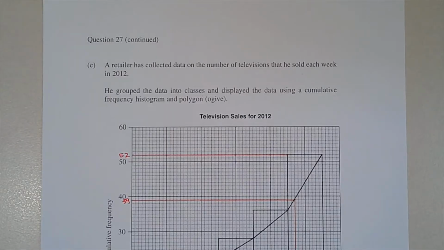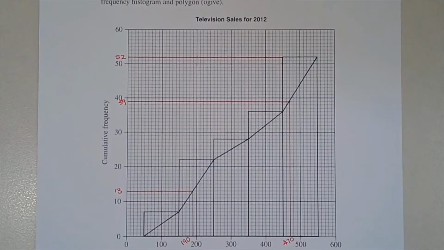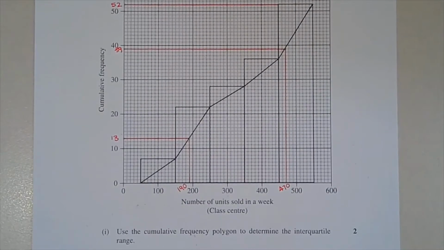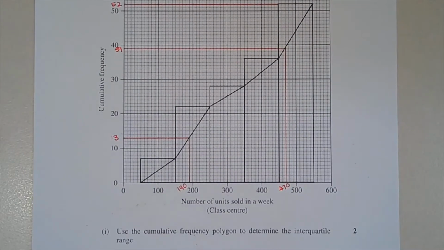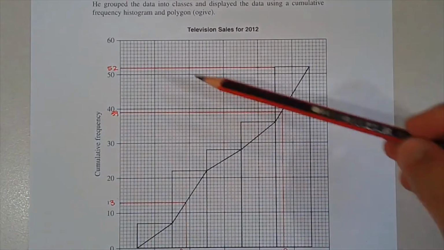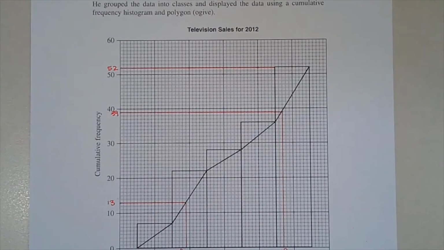Question 27C. A retailer has collected data on the number of televisions that is sold each week in 2012. He grouped the data into classes and displayed the data using a cumulative frequency histogram and polygon ogive. So part 1, use the cumulative frequency polygon to determine the interquartile range. So I've done part of the solution here, so I'll explain what I've done.